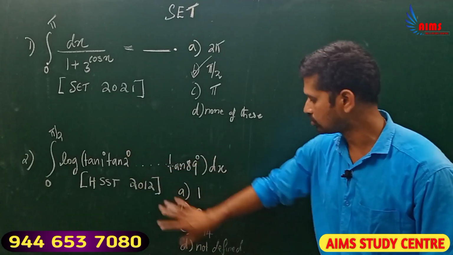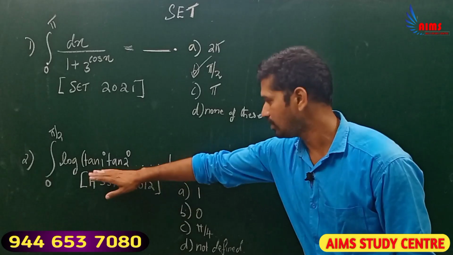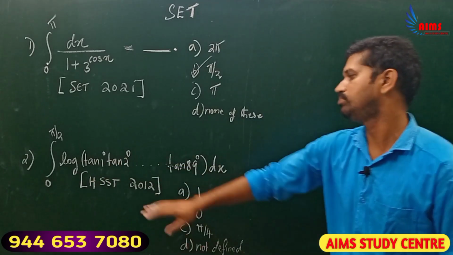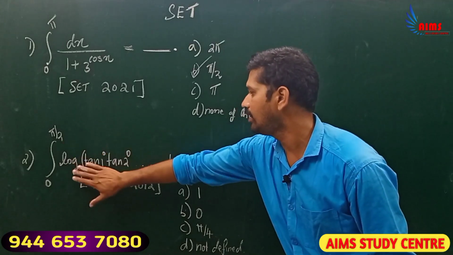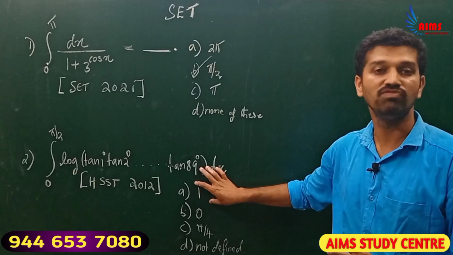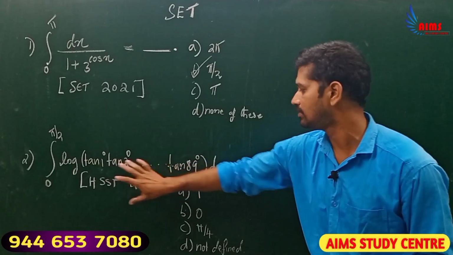Mostly people go for the last option because we all know that tan 90 is not defined. But when you look at this whole question, there is nothing to integrate for you, because the integral from 0 to pi of log of tan 1 into tan 2 into etc. up to tan 89 is a particular constant. We don't know that constant. We are trying to crack and find out what the constant is.